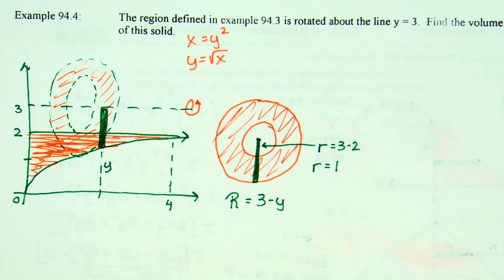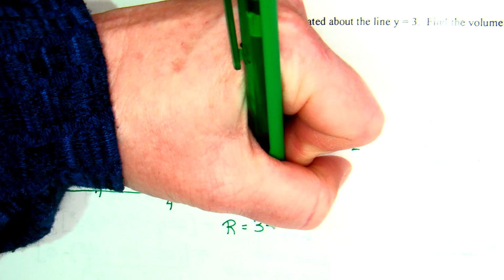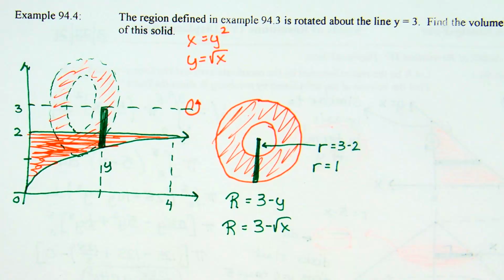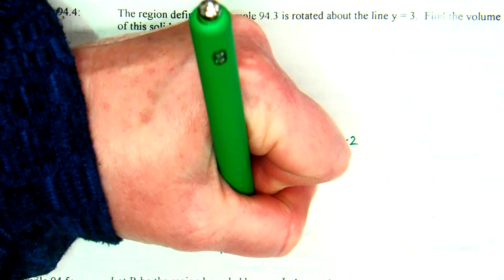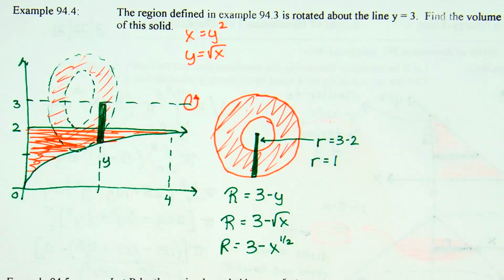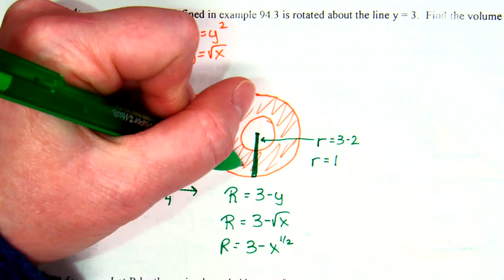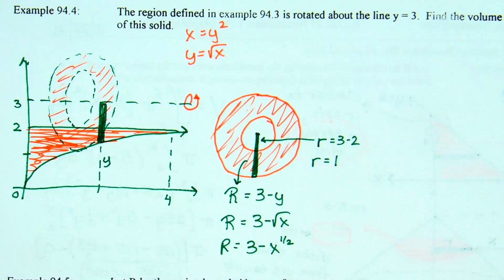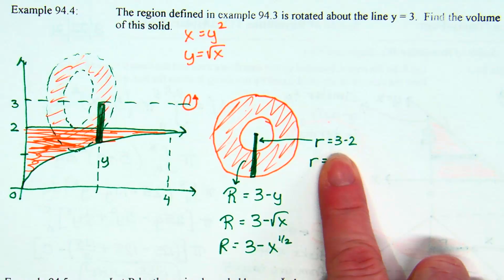Now, if I want to be prepared, it did actually say find the volume this time. So 3 minus x to the 1/2, if I want to go there. But that is the whole thing. So basically, if you look at big R and little r, big R became 3 minus x to the 1/2. Little r became 3 minus 2. Last time we used x to the 2 and x to the 1/2, didn't we? So basically we're just taking both of those values and subtracting them from 3, or whatever that displaced axis is. Okay? So, let's set up our washer method.